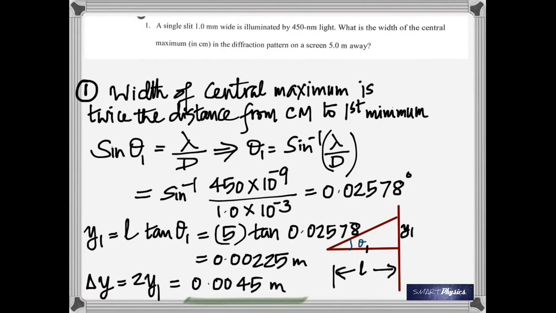And remember that the reason why it's twice that is because you have the same phenomenon here, and that is actually the central maximum, the width of the central maximum.